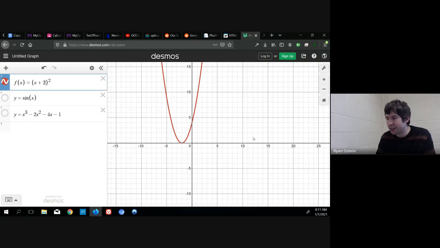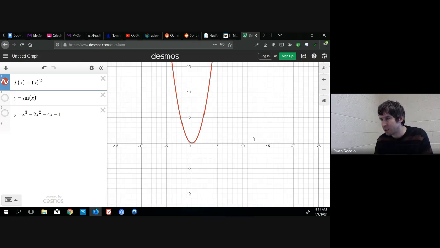Are you guys okay with that? Does that make sense? Good. Okay, so to reflect it, you introduce a minus sign. You're basically multiplying by -1. That creates a reflection about one of the axes.